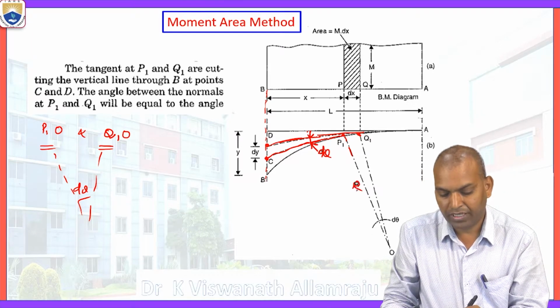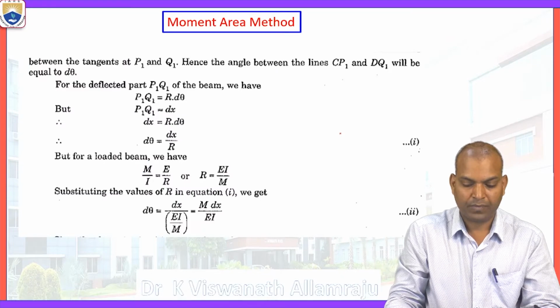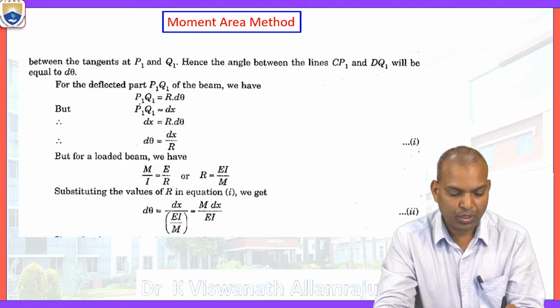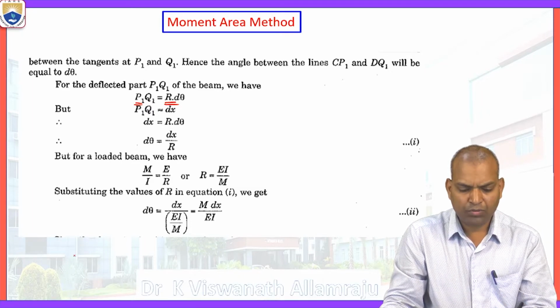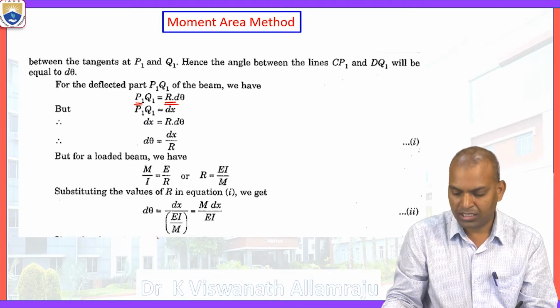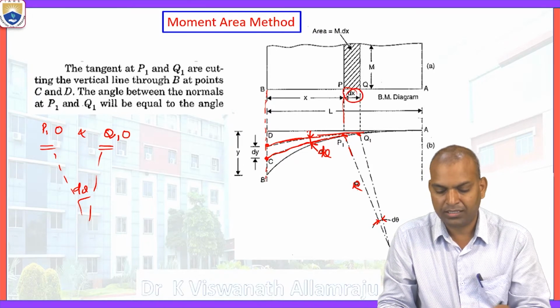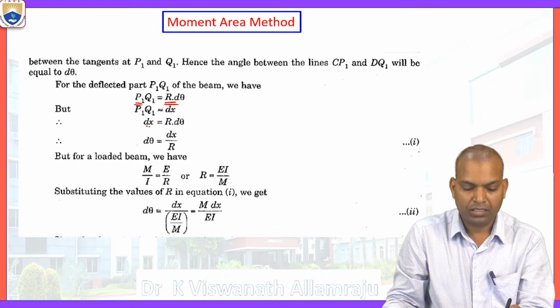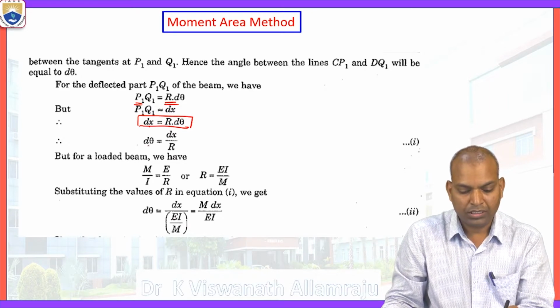Now what is the arc length P1Q1? This is the radius of curvature R, and this is the angle d theta, so R d theta is the portion. P1Q1 equals the element length dx, so dx equals R d theta. Now, d theta equals dx by R.